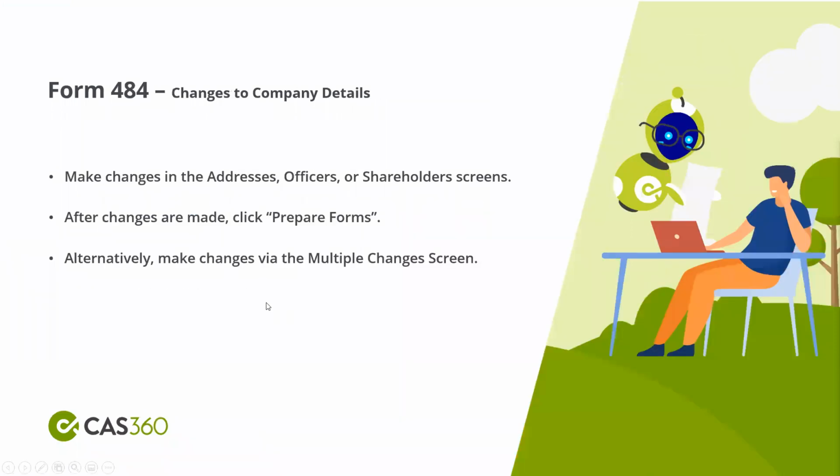Moving on to Form 484. This is one of the biggest forms because it includes a large number of different changes to do with companies. As you see, it's the changes to company details form. This includes making changes to the addresses, offices, or the shareholder screen. And after any of these changes are made, we can choose to click Prepare Forms on the bottom right. Alternatively, we can use the multiple changes screen to actually make these changes, and I'll run through that process very shortly.